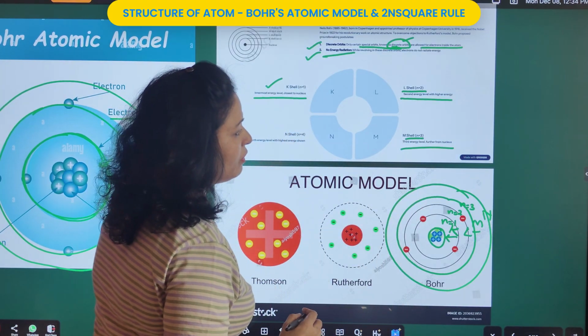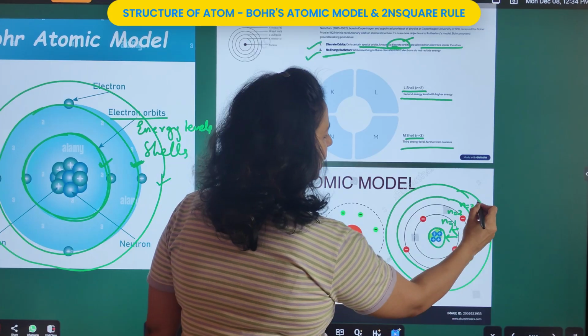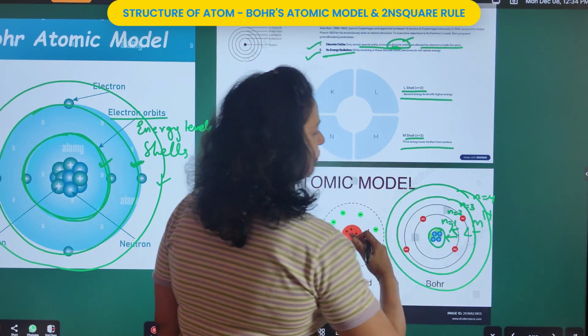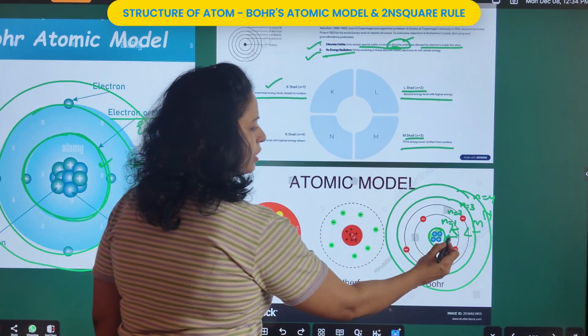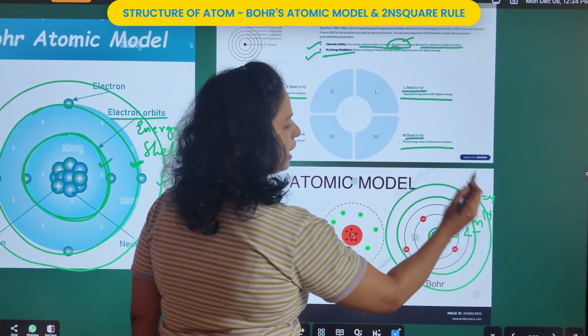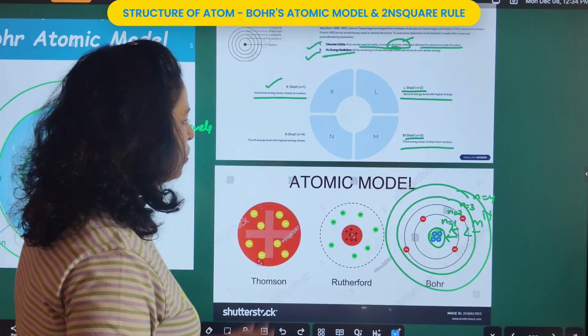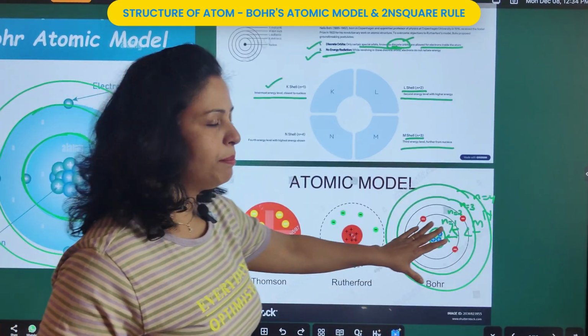Here is the third energy level, again a little farther from the nucleus, and last is the N shell, very far from the nucleus with the highest energy shown. So low energy, a little higher energy, and highest energy in the N shell. Okay, so this was the atomic model given by Bohr.